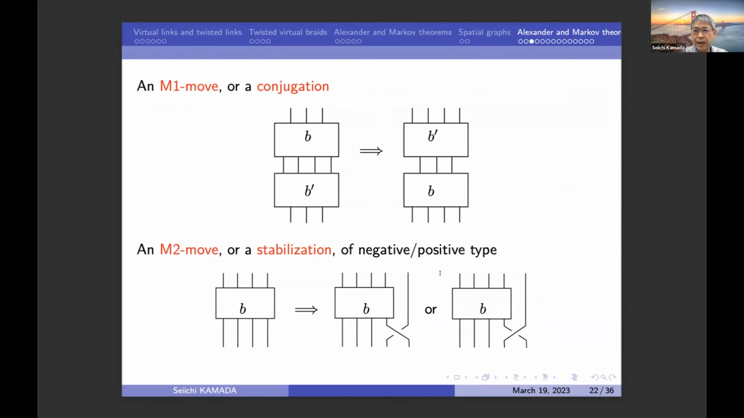We introduce three kinds of moves for the Markov theorem. The M1 move, or conjugation: we replace B by its conjugate B'. This is the first Markov move, of type 1. And the Markov move of type 2, or stabilization, is also the same as in the classical case: positive stabilization and negative stabilization. Add one additional strand and put a standard generator. This is stabilization.